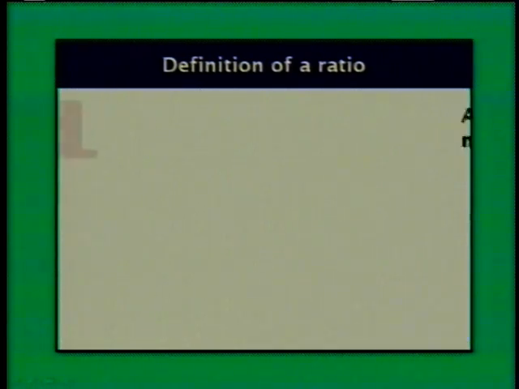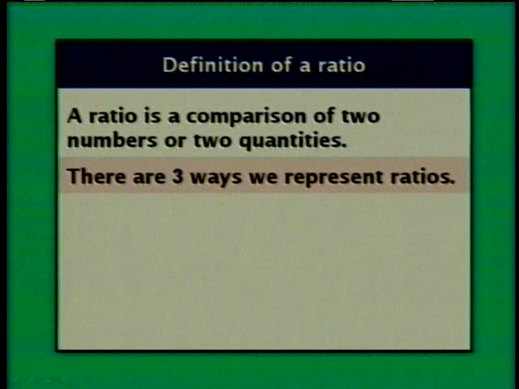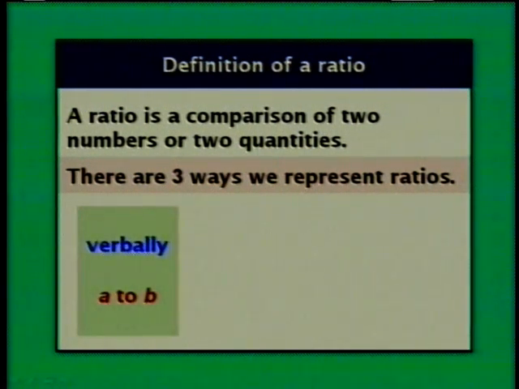Definition of a ratio. A ratio is a comparison of 2 numbers or 2 quantities. In our ratio, we were comparing the number of fry orders to the number of carrot stick orders. So our ratio was comparing 2 quantities. There are 3 ways we represent ratios. We can represent ratios verbally. We can say A to B. The number of fry orders to the number of carrot stick orders was the ratio 3 to 2.